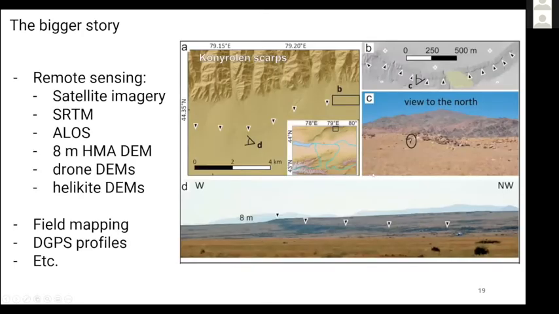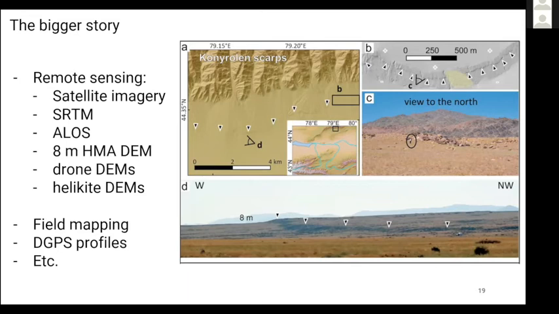But first, of course, we used remote sensing again. So we used satellite images, we used the SRTM elevation model, we used the ALOS elevation model. And then there's a cool other freely available digital elevation model. It's called 8-meter HMA. HMA stands for High Mountain Asia. And for the highest parts of Asia, there's a free 8-meter DEM, which is really cool. So the purpose of that is, I think, glacial research.